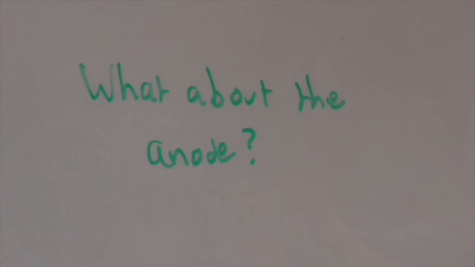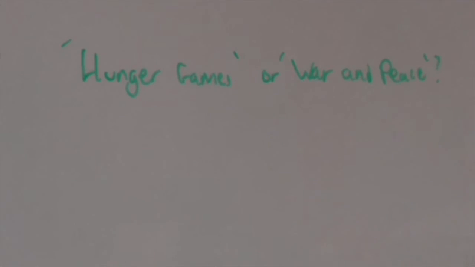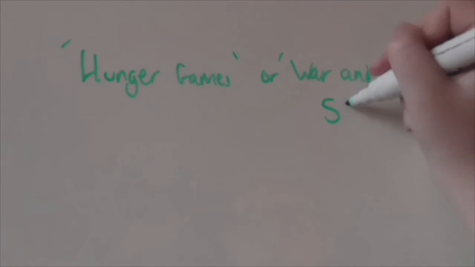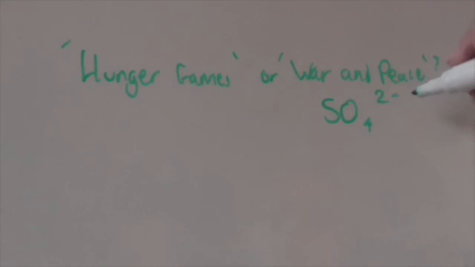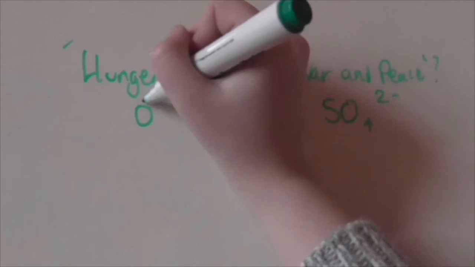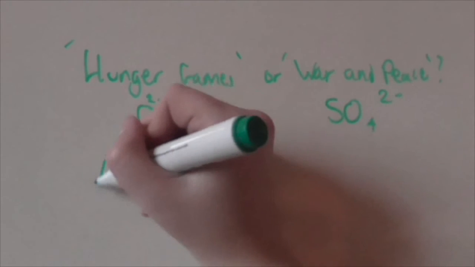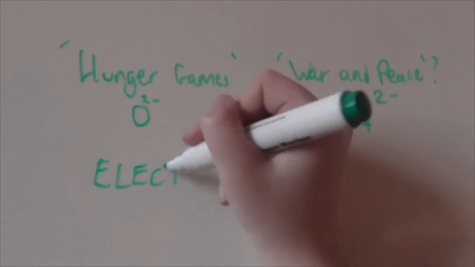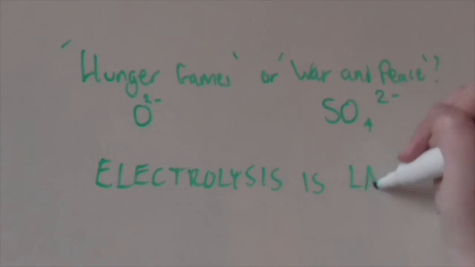Again, there are rules to this as well. It is always a non-metal. Brings us back to the Hunger Games or War and Peace analogy. If in the electrolyte you have sulfate ions, as well as the hydroxide ions, which are present in the water surrounding the compound because it's an aqueous solution, the thing that is produced at the anode is going to be the simpler molecule, and obviously I'm hoping you can tell it is oxygen. Electrolysis essentially is lazy. It tries to do as little work as possible, so it'll always go with the easiest solution.